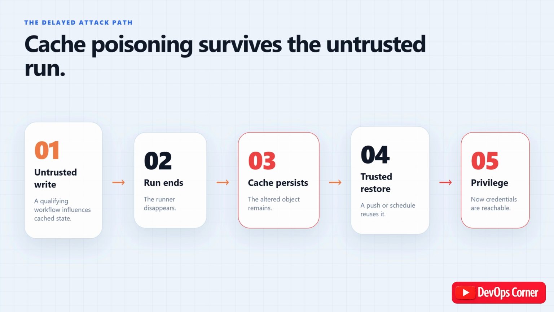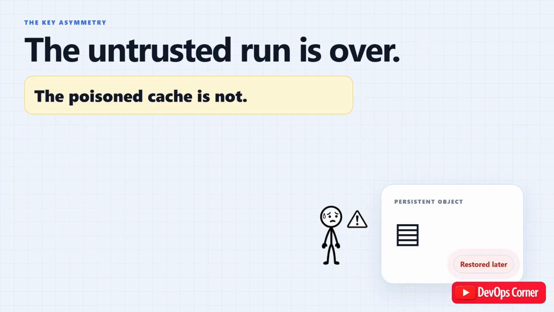The untrusted run is over. The poisoned cache is not. This is a vital concept in pipeline security. State persists across the trust boundary. The attacker is long gone. Their pull request might even be closed and rejected, but their malicious cache is sitting there like a time bomb, waiting for a highly privileged release job to detonate it.